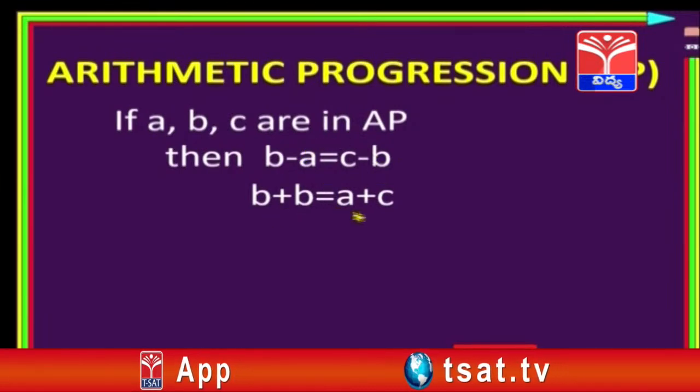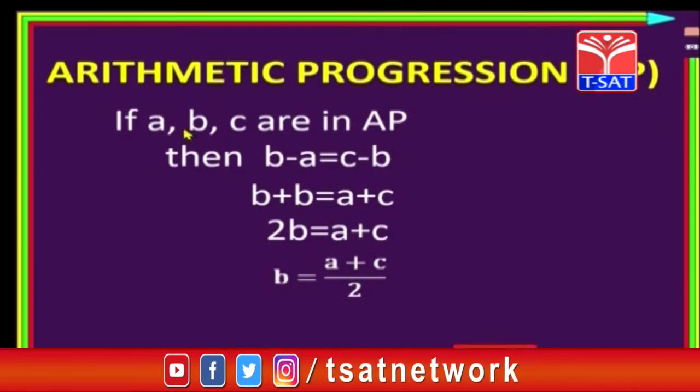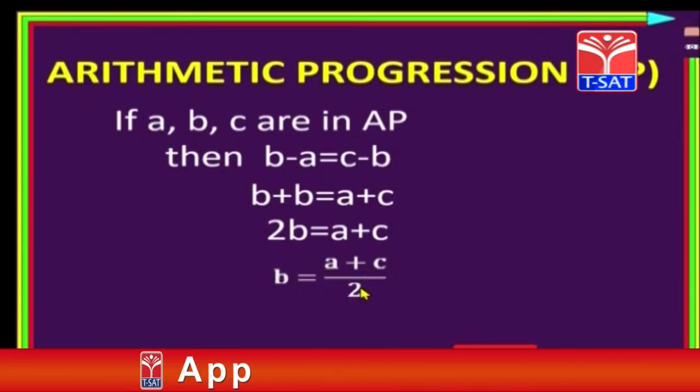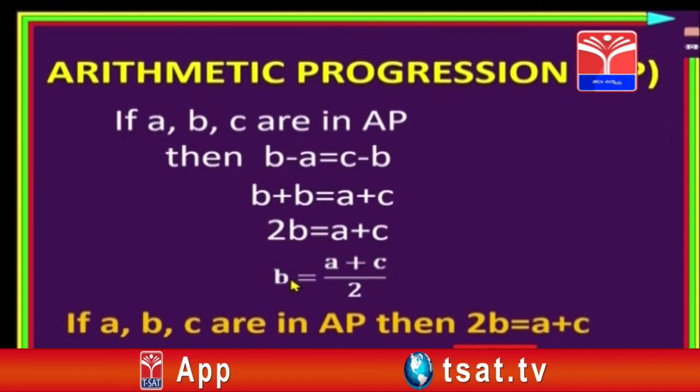We will get b plus b is equal to a plus c. So then 2b is equal to a plus c, 2 bring to right hand side, then it becomes b is equal to a plus c by 2. So if a, b, c are in AP, then b is equal to a plus c by 2 or 2b is equal to a plus c. So this is the relation, this is the important relation.